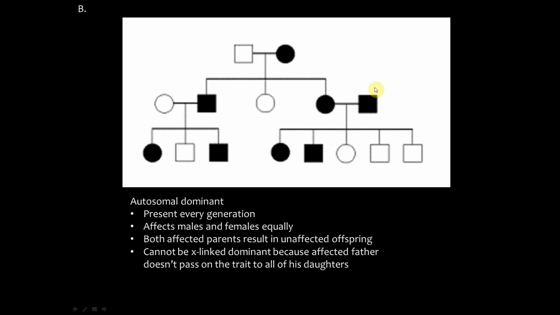This one I would say is autosomal dominant because it's present in every generation and it affects the males and females equally. Also, both affected parents result in unaffected offspring, which means that it's likely dominant. And it cannot be X-linked because an affected father does not pass on his trait to all of his daughters.